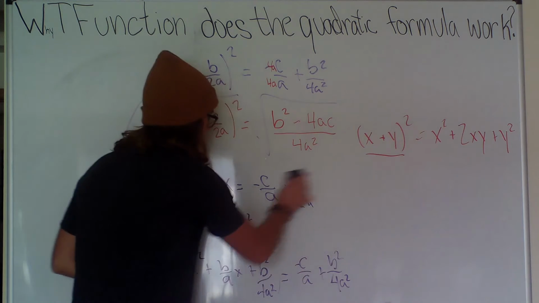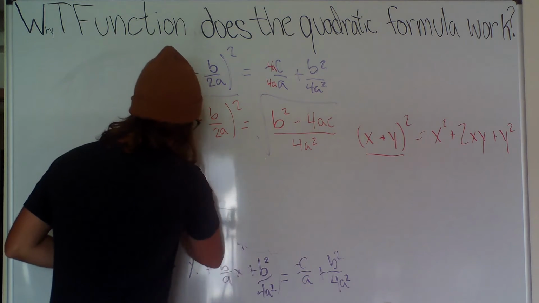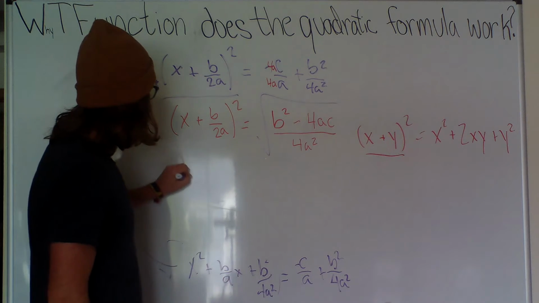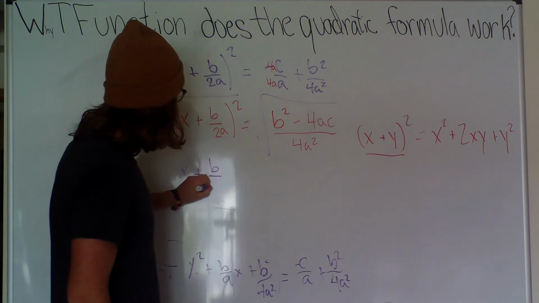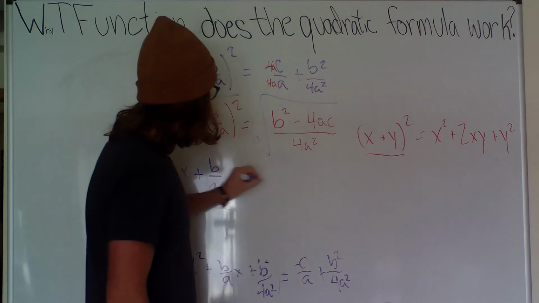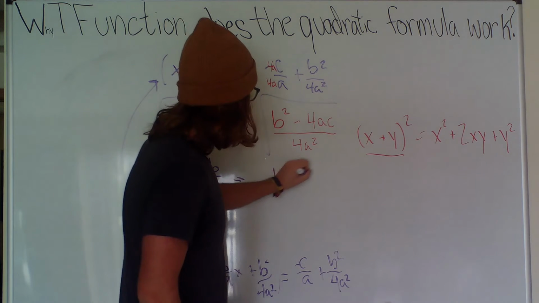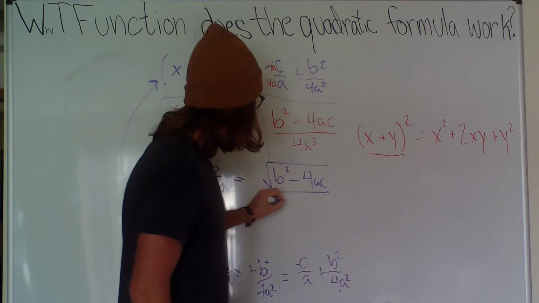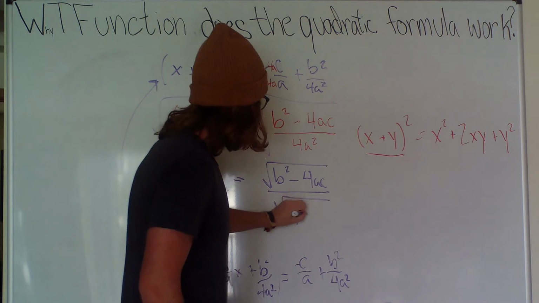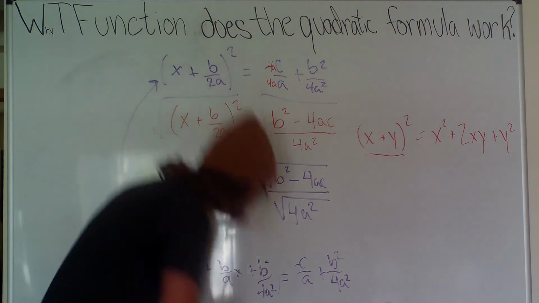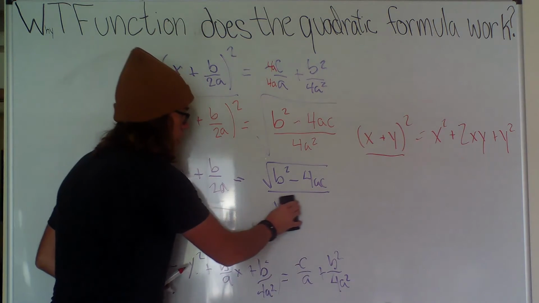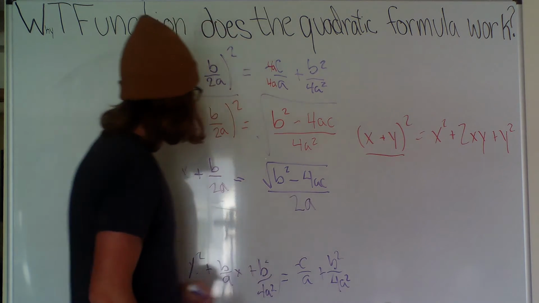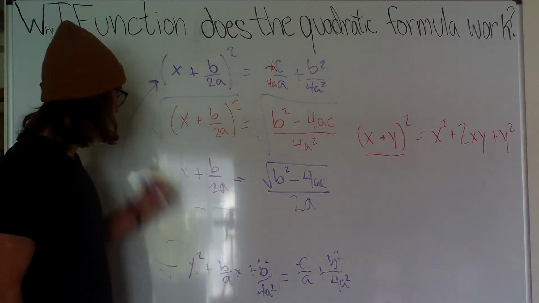What do we end up with? Well, we end up with x plus b over 2a is equal to the square root of b squared minus 4ac over the square root of 4a squared, which we all know is just 2a. And now all we have to do is subtract.